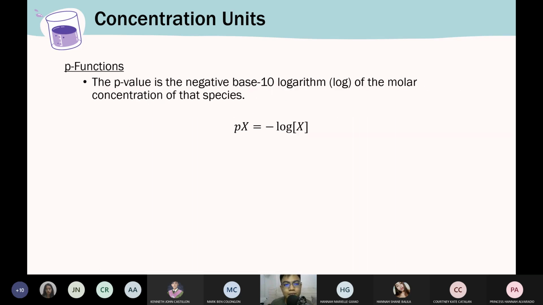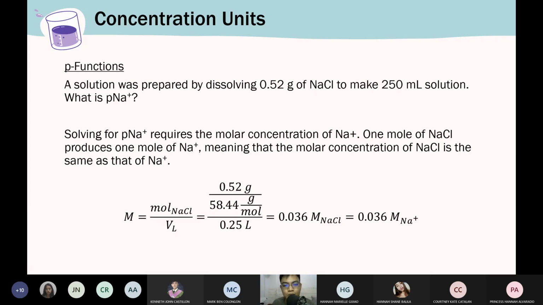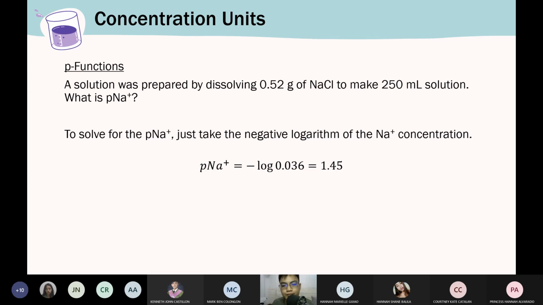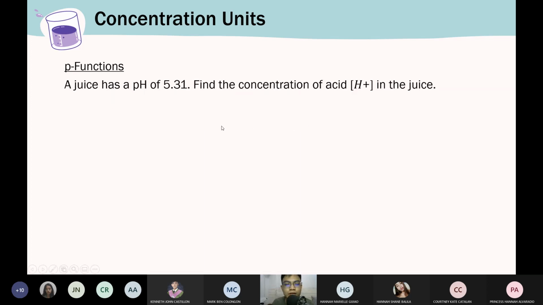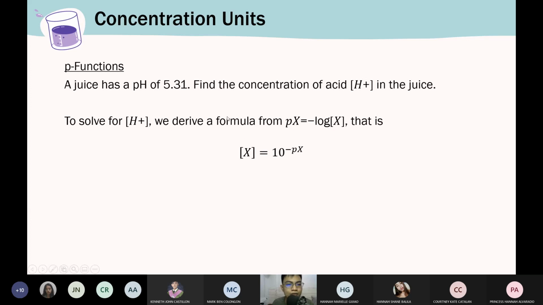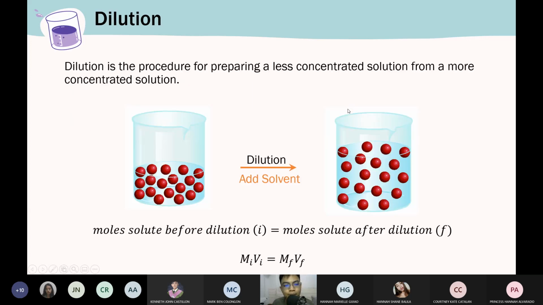Okay? So for the P function, ito naman yung mga pH, pOH, something. Okay? Basically, you have to have the molar concentration of your substance. Then once you have the molarity, you just take the negative log so that you can get the P value. Okay? Molarity ang kailangan. If you want to do the reverse part, you have to take the anti-logarithm. Okay? So that's 10 raised to negative px. In this case, 10 raised to negative pH.